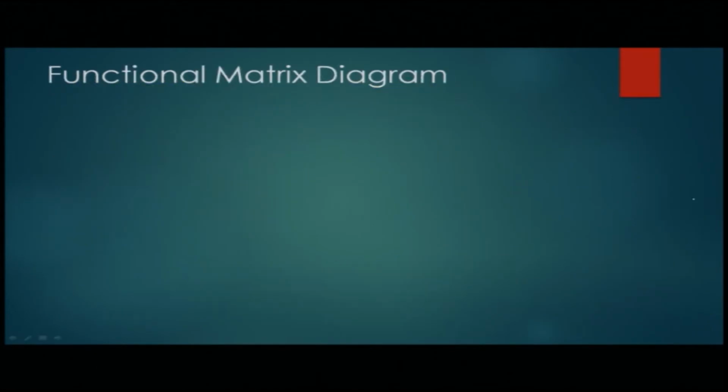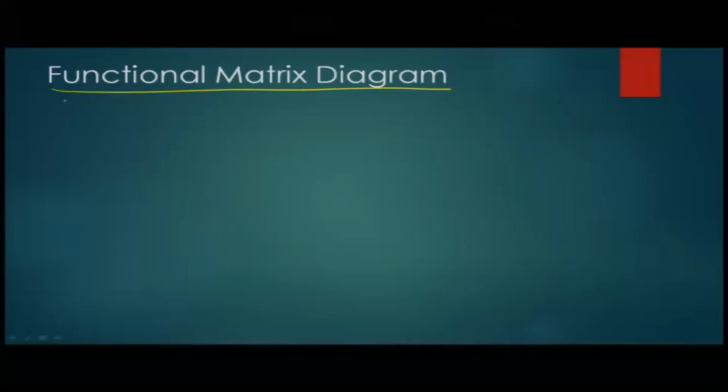Then we now talk about the second aspect, which is called as the functional matrix diagram. Okay. This is also another important tool that is used by the systems engineers, especially in the design synthesis. And let me explain to you what the functional matrix diagram is.